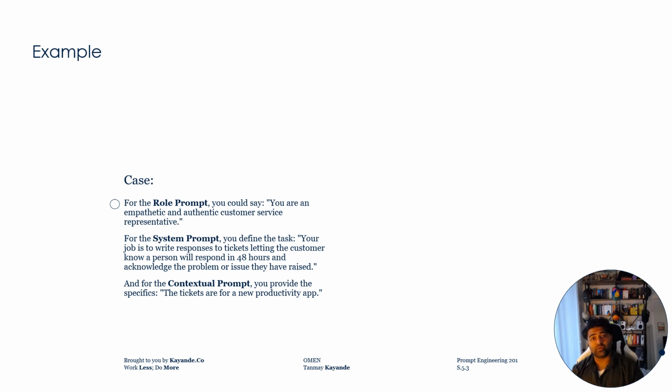The real power comes when you layer these 3 techniques. Let's create a prompt that uses all 3. Imagine you want a customer service response. For the role prompt, you could say you are an empathetic and authentic customer service representative. For the system prompt, you define the task as your job is to write responses to tickets, letting the customer know a person will respond in 48 hours and acknowledge the problem or issue they've raised. And for a contextual prompt, you provide the specifics. The tickets are for a new productivity app or something like that. By combining them, you've set the tone, the format, and the specific subject matter, and this result is going to be far more targeted and interesting than the generic request.